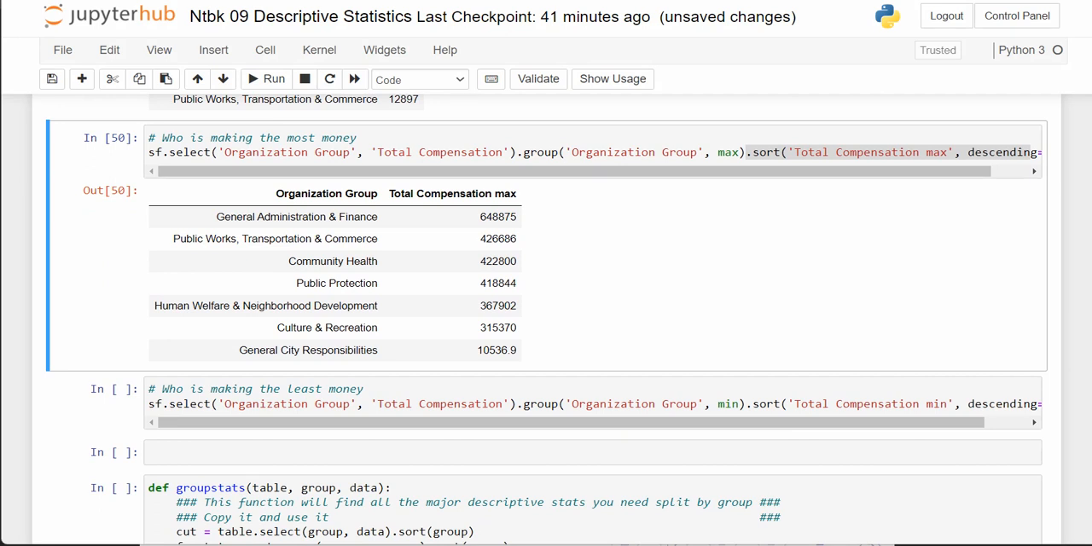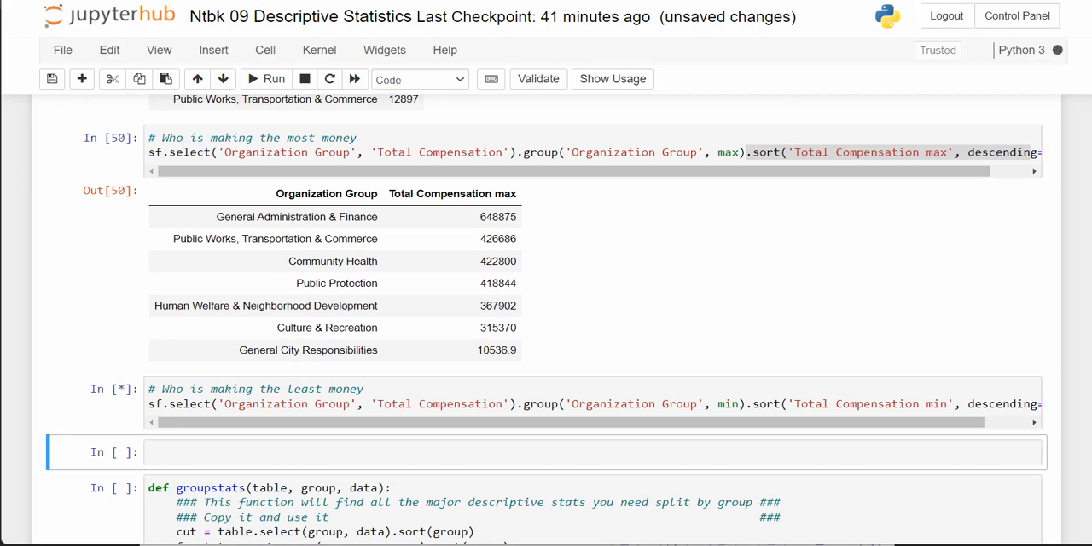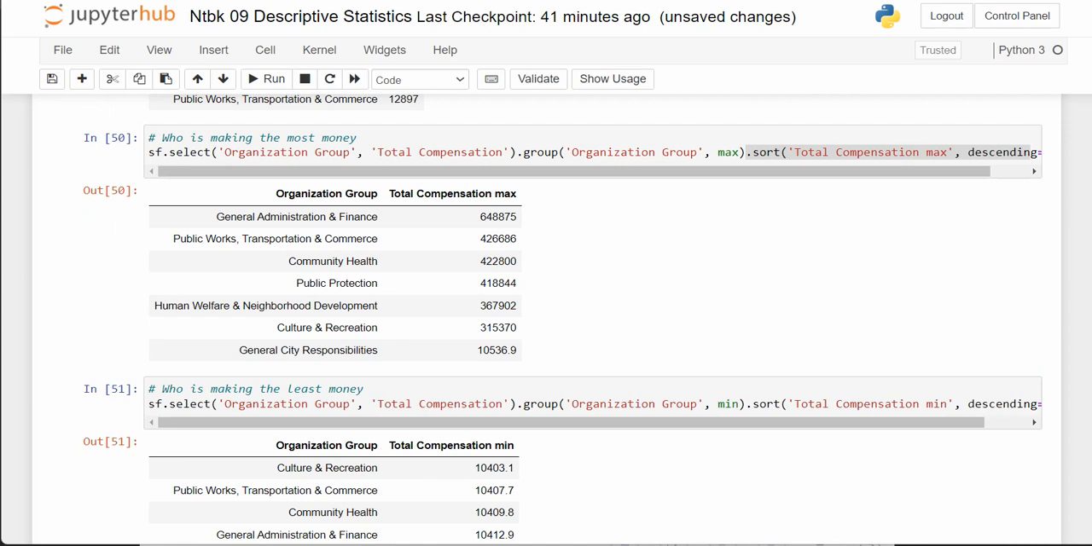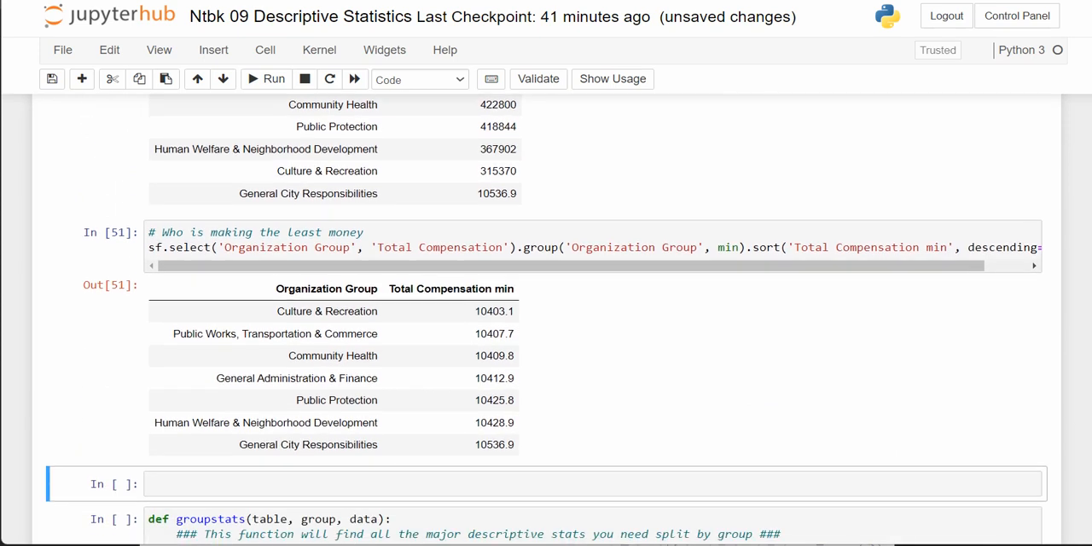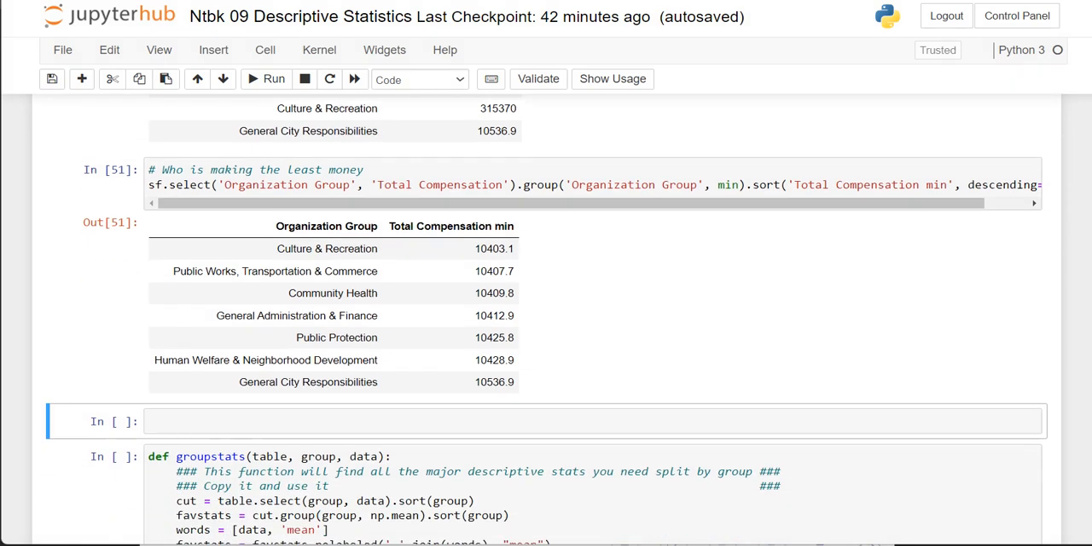And who is making the least money? So we're doing dot group, and notice here that we're using the min. Okay. And notice that, of course, culture and recreation are getting paid the least, and public works and transportation and commerce. Yeah. Okay. They're making less, but of course, there are other people that make a good bit more.